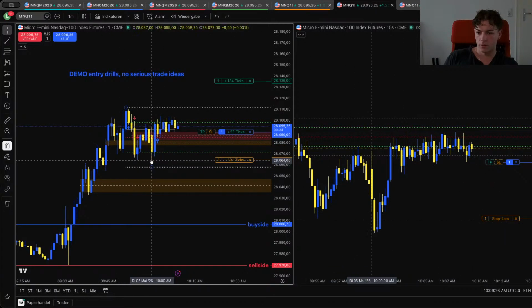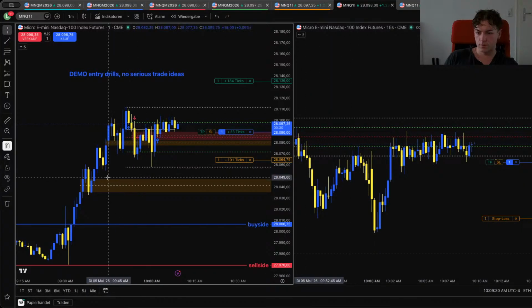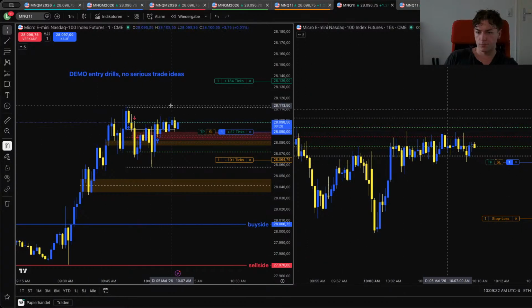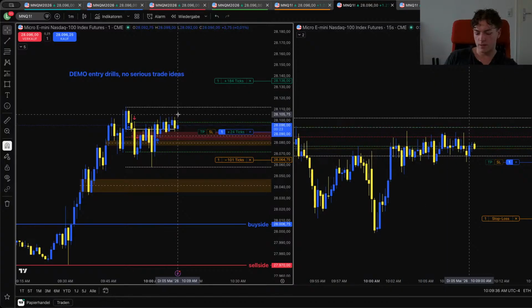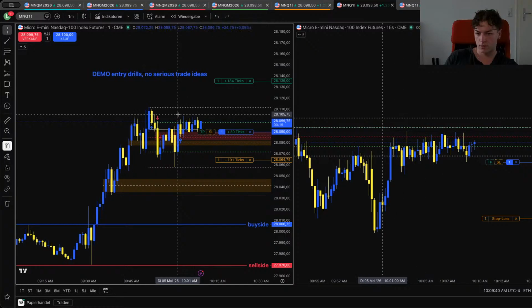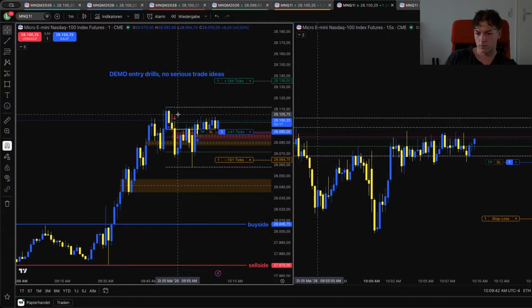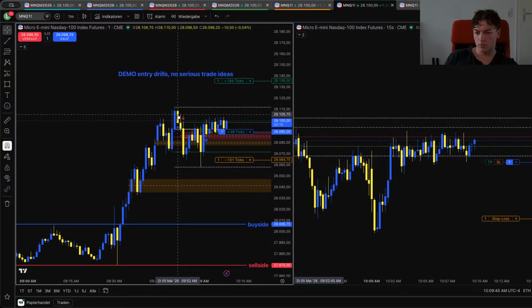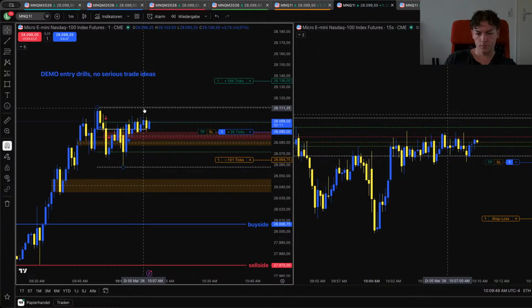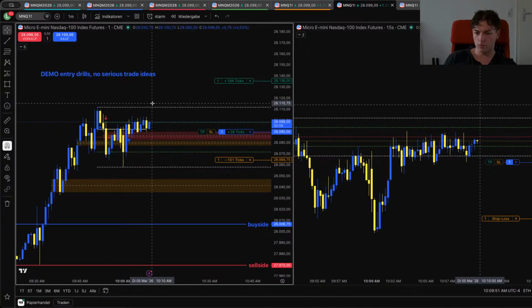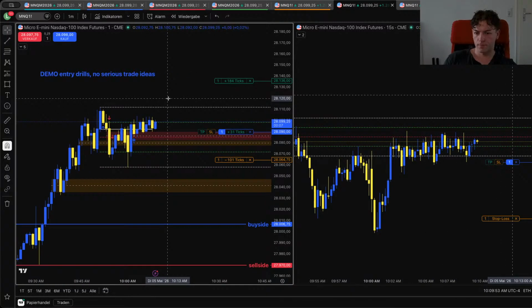So, like I said, engineered sell side in here. That's a tight narrow range. 1, 2, 3, 4, 5. Bro, for about 20 minutes, we are inside of this range. Come on.